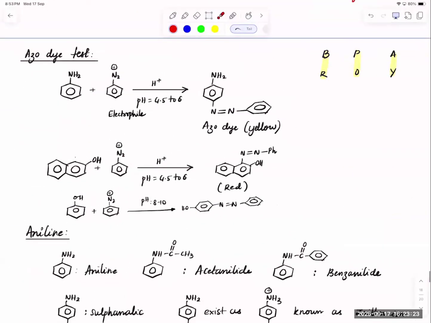Next one is azo dye test. Azo dye test, just now I showed you as a reaction of benzene diazonium salt. That is when you take aniline, react with N2 plus. From the para position, it will connect to nitrogen, and that's how you will get azo dye color, which is yellow. And these three colors you could remember. Beta naphthol will give you red color, phenol will give you orange color, and aniline will give you yellow color. Okay. So this is a yellow color dye. This is beta naphthol, which will give red color. This is phenol, which will give you orange color.